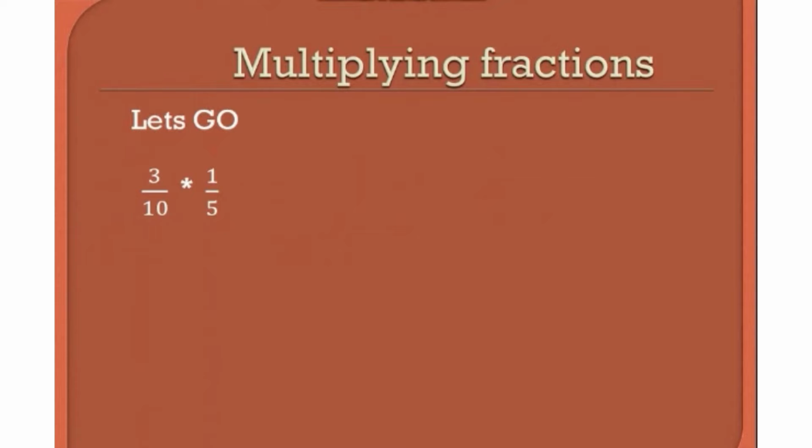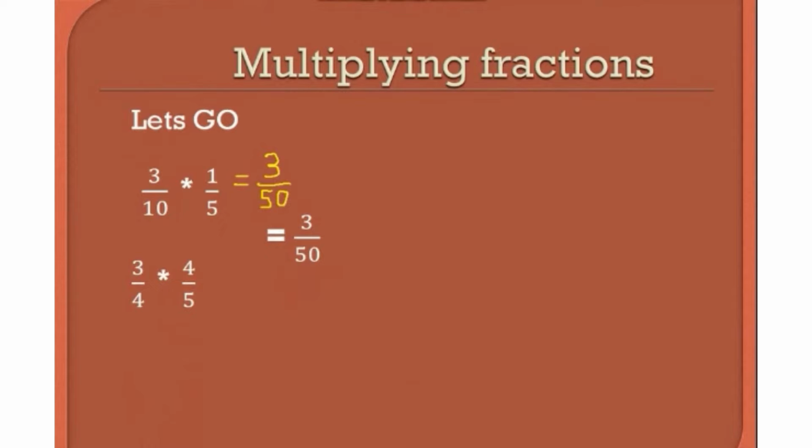Three over 10 times 1 over 5. 3 times 1 is equal to 3 and 10 times 5 is equal to 50. This fraction cannot be simplified any further.